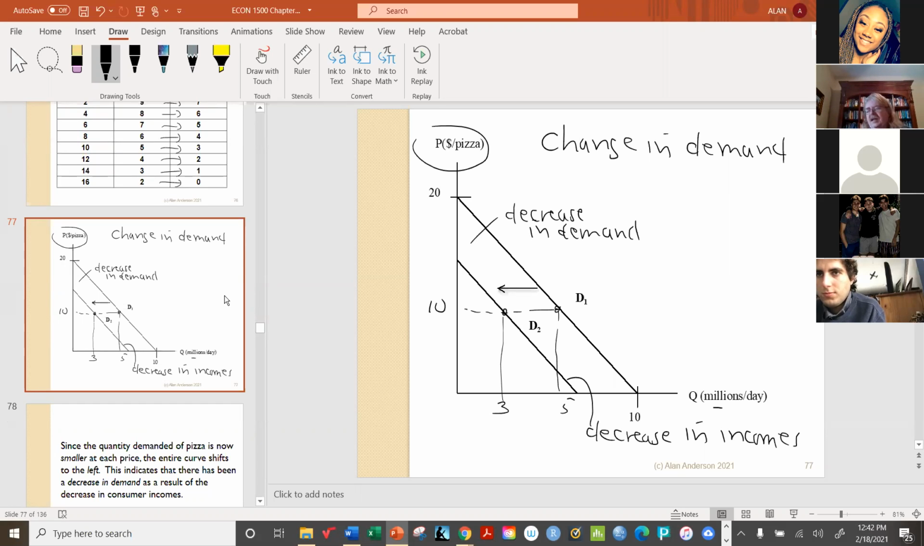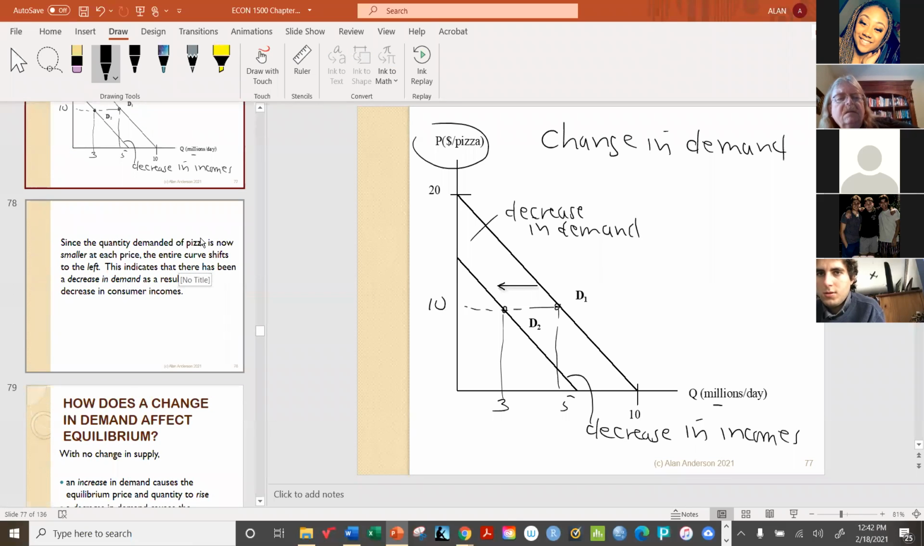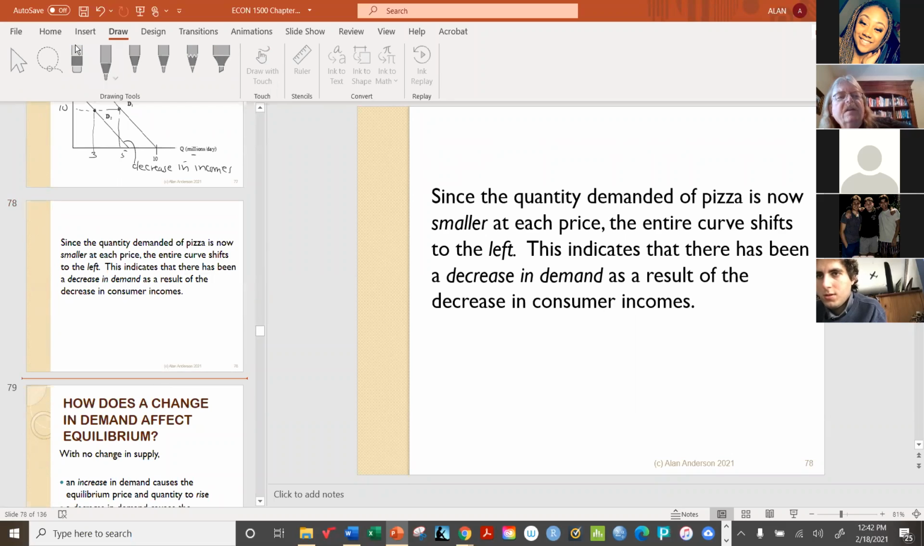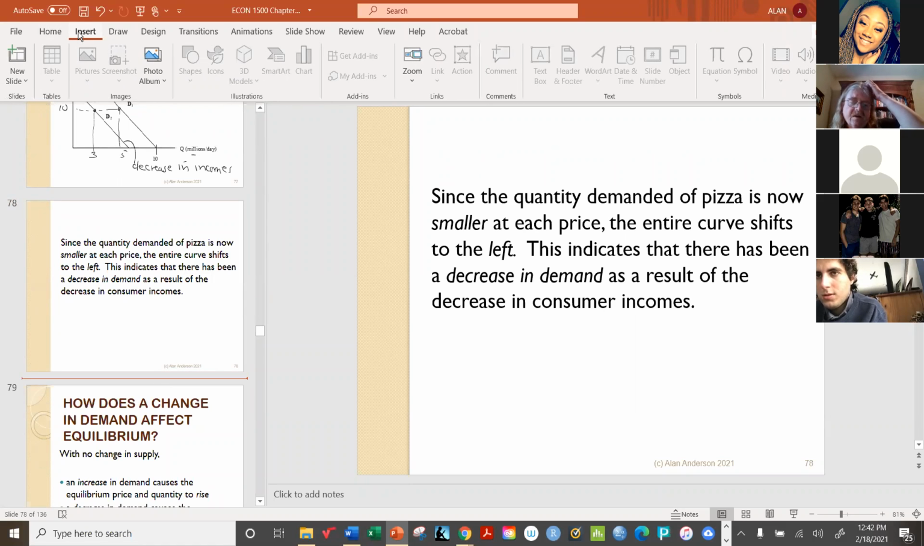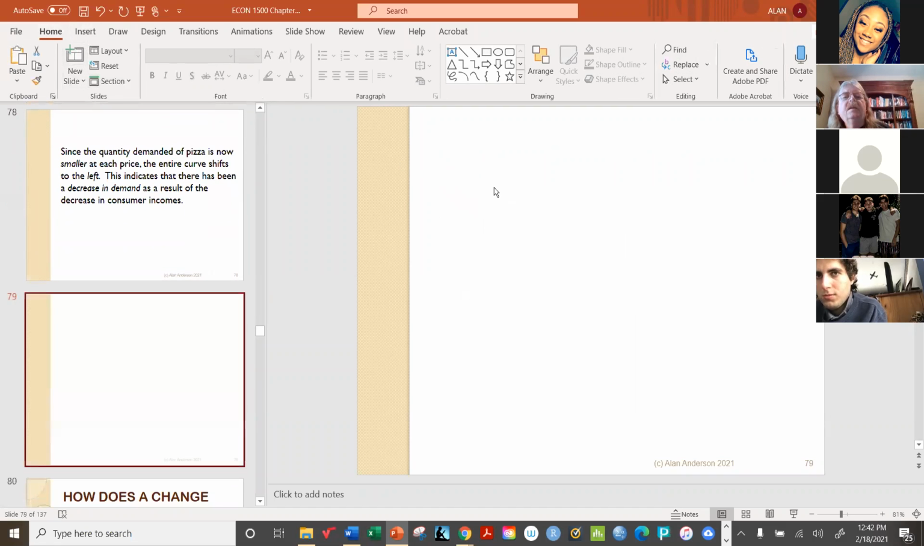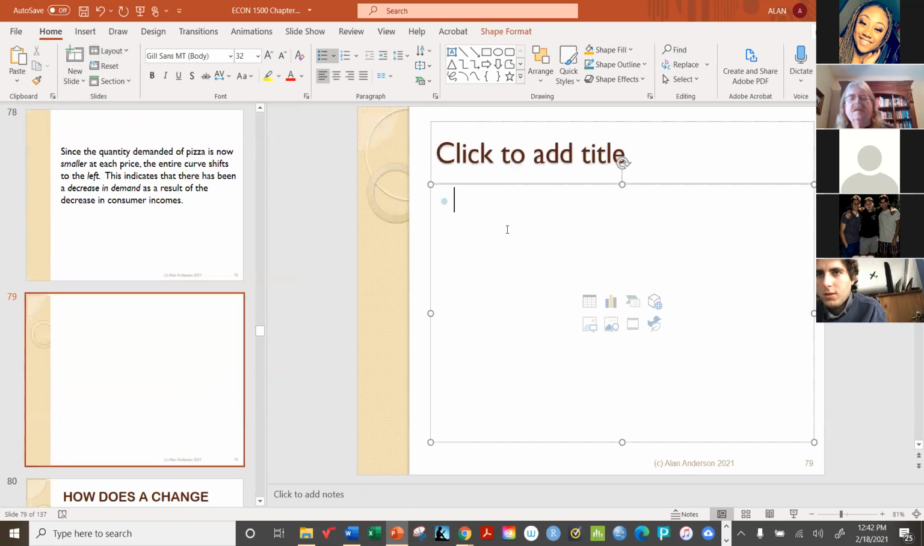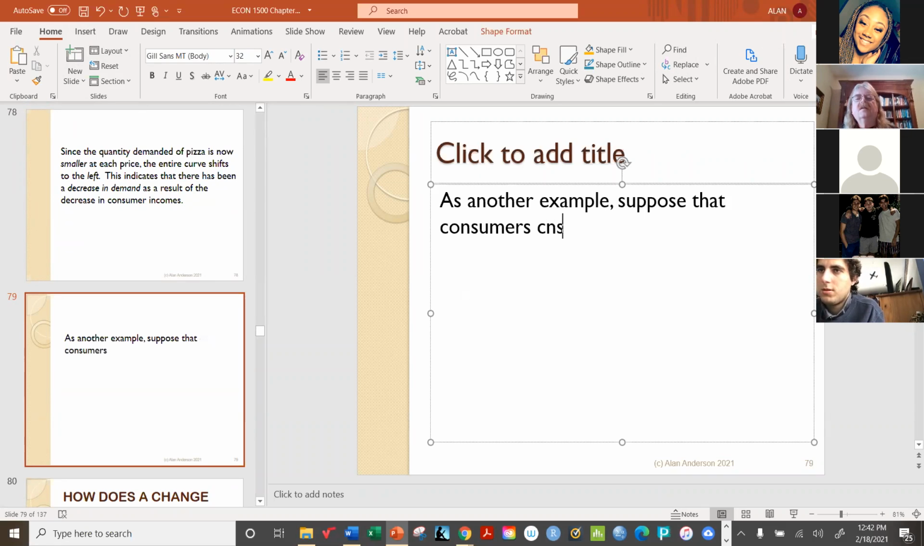All right, so why don't we look at some more examples here? So this is the case of incomes. How about this one? Just because, we could use the practice. And some of these are a little bit trickier than others. Let's say that, as another example, suppose that consumers considered, what would you consider to be a substitute for pizza? How about burgers? To be a substitute for pizzas.